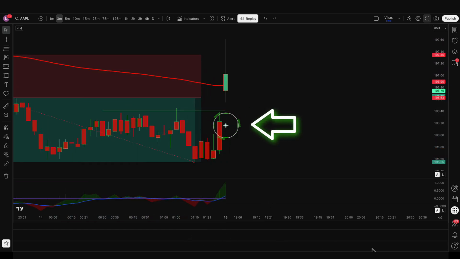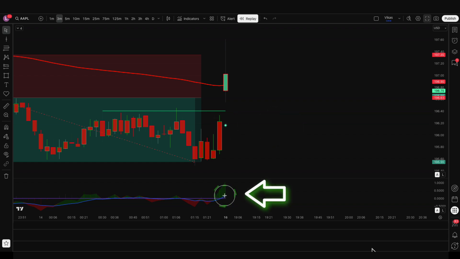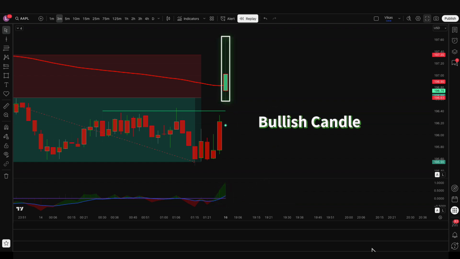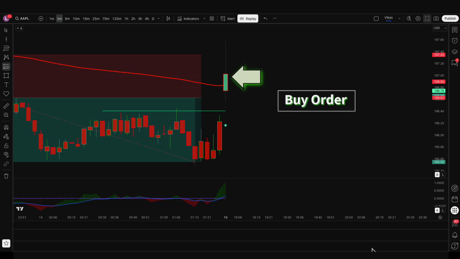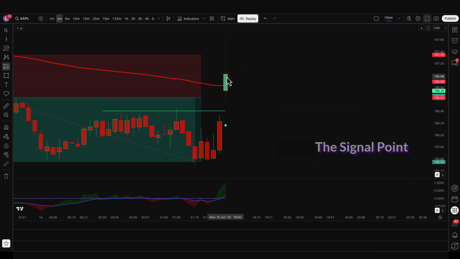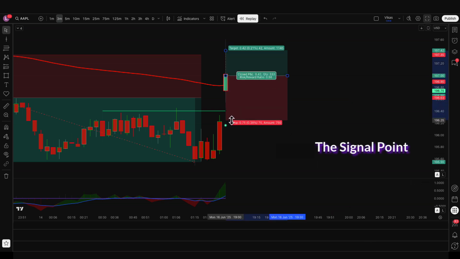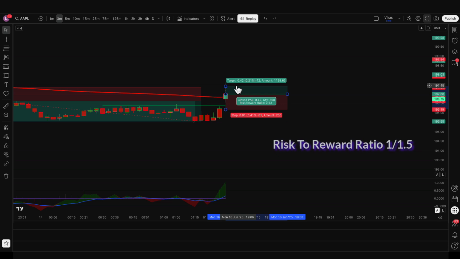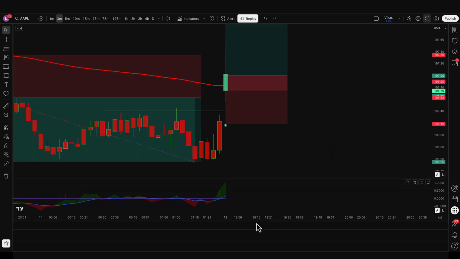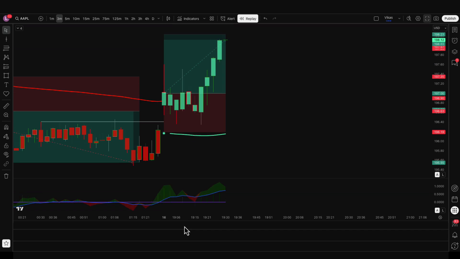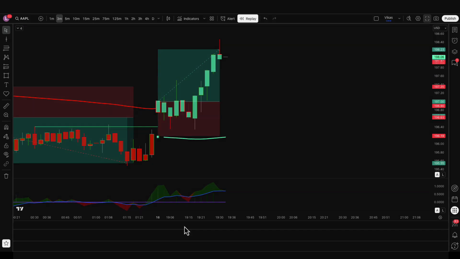Here the market structure confluence indicator gives us a buy signal. Here the decision point price indicator blue line is above the zero line. Here the market has made a bullish candle to give confirmation. So all our conditions are being fulfilled, so we are placing an order to buy. Our stop loss is to be placed at the signal point, and the risk to reward ratio will be 1:1.5. Let's see what happens to our trade. We have won this trade.